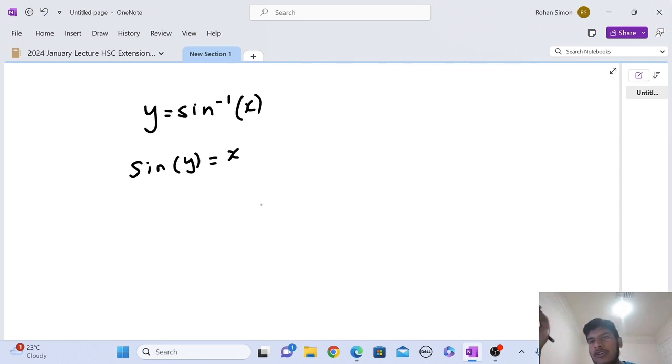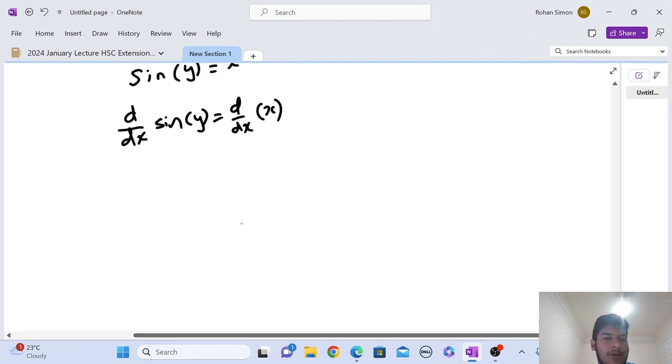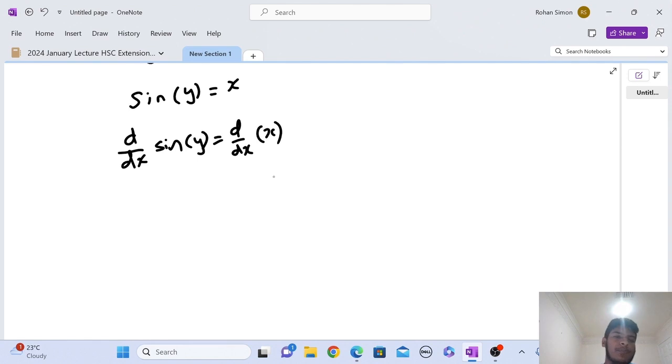Now I'm going to do something interesting. I'm going to take the derivative of both sides. So I'm going to say d/dx of sine y equals d/dx of x. Now if we take the derivative of both sides, what do we end up with? Well, on the right hand side, it's pretty straightforward. What do we get when we take the derivative of x? It's just going to be 1. So on the right hand side, we're just left with 1.